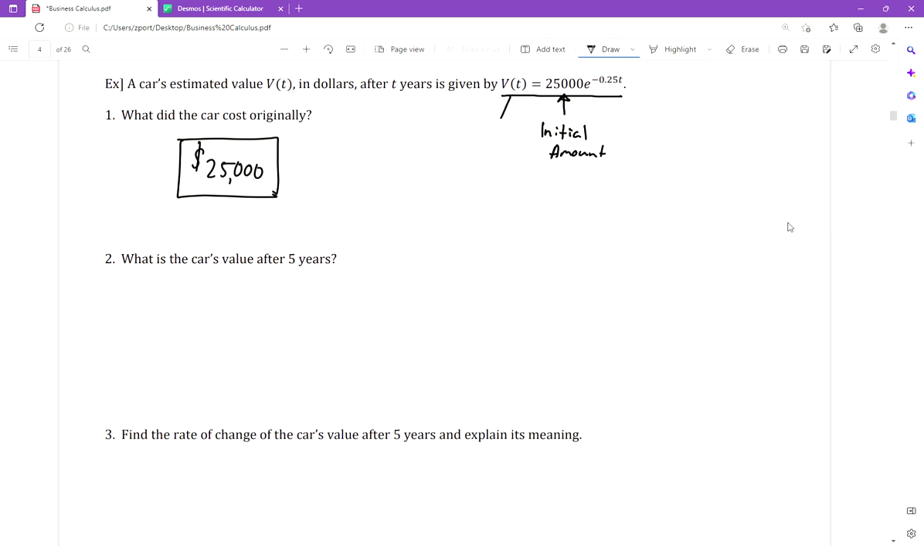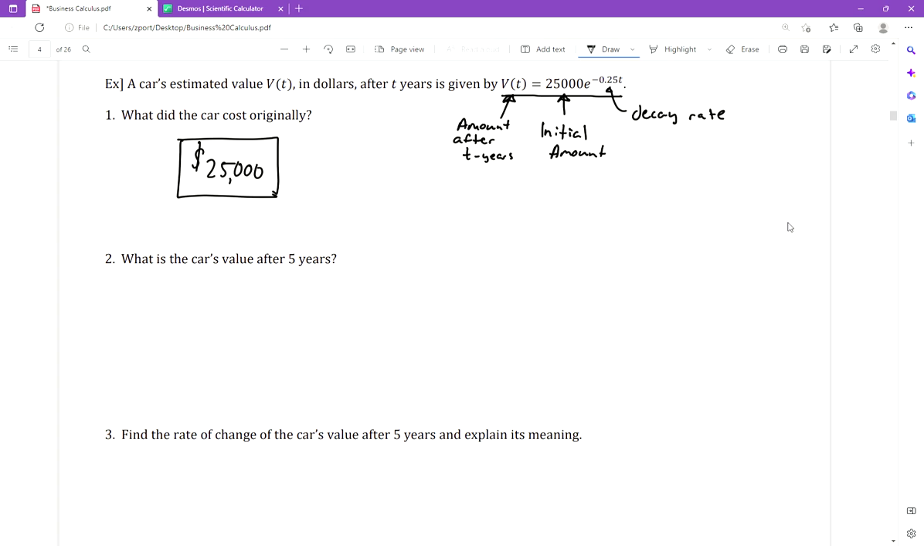And then let's also get some arrows going. So this is the estimated value after t years. So this is an amount after t years. And then that it's negative, so we would say that that's a decay rate, and then t is time. Okay, so just a fresh reminder of those vocabulary.